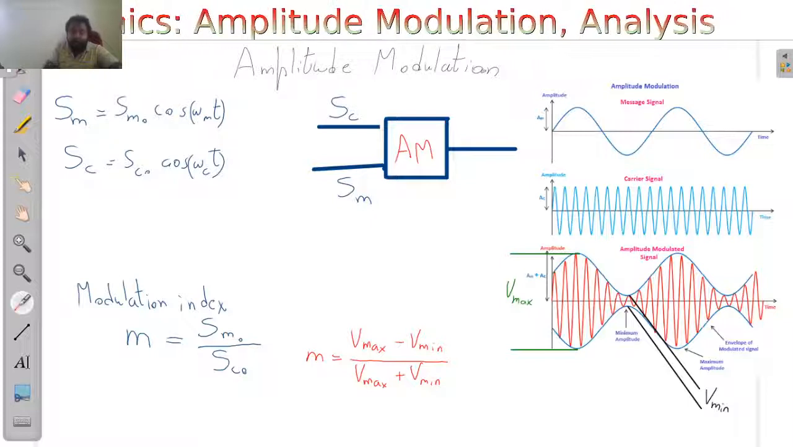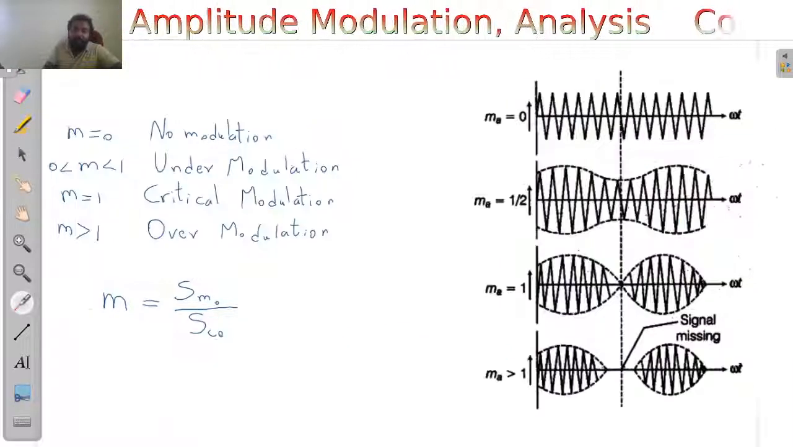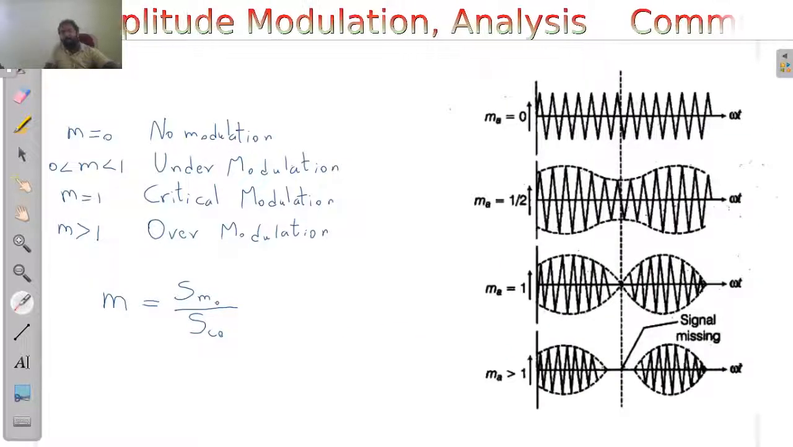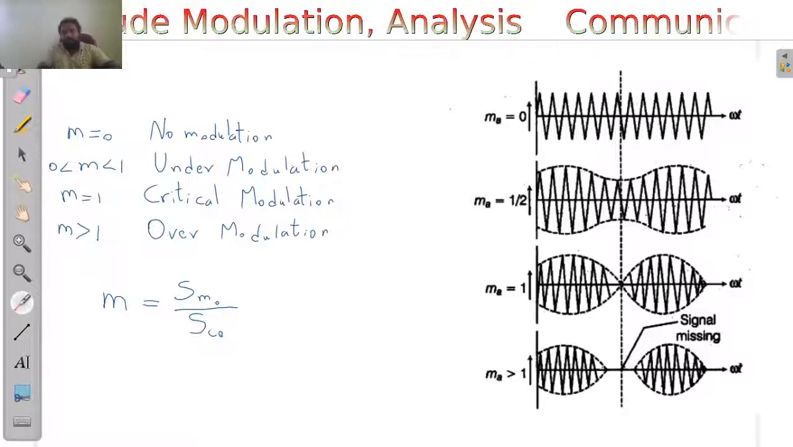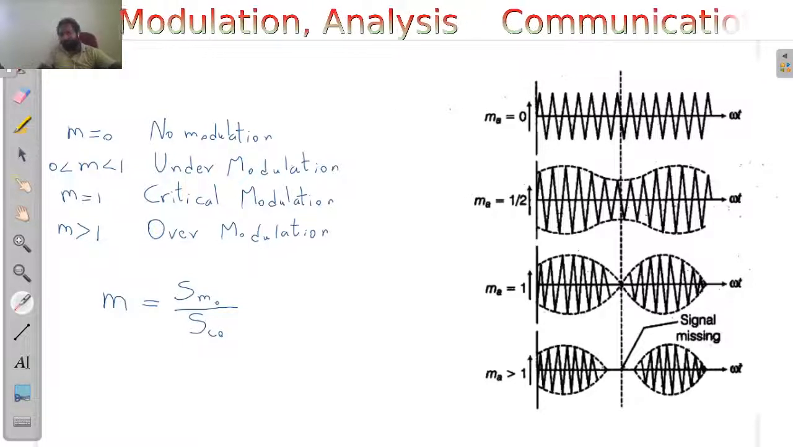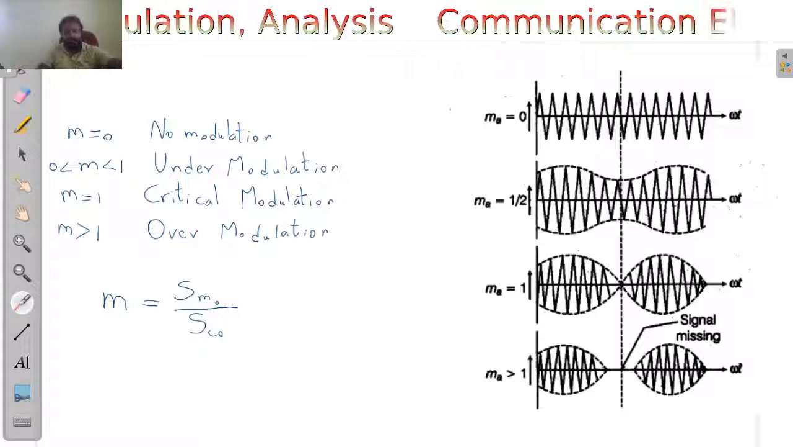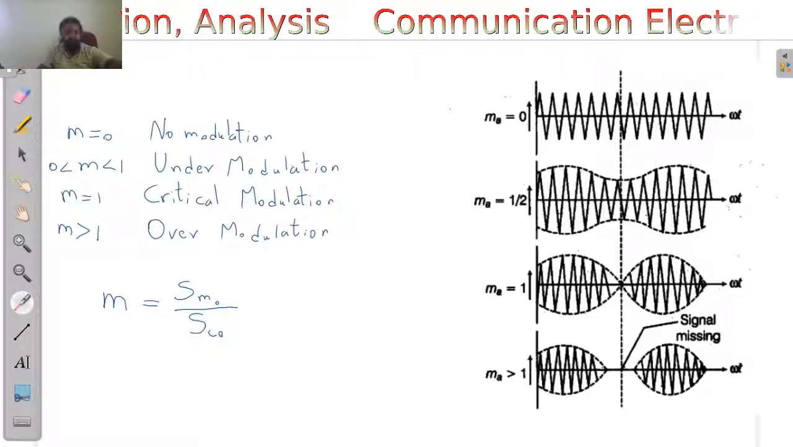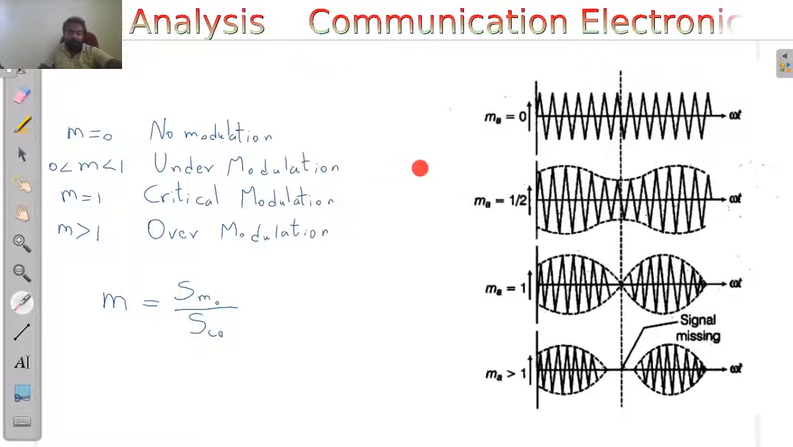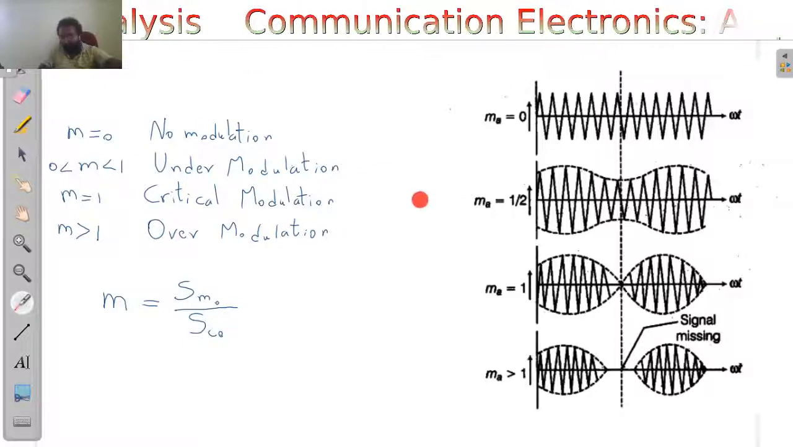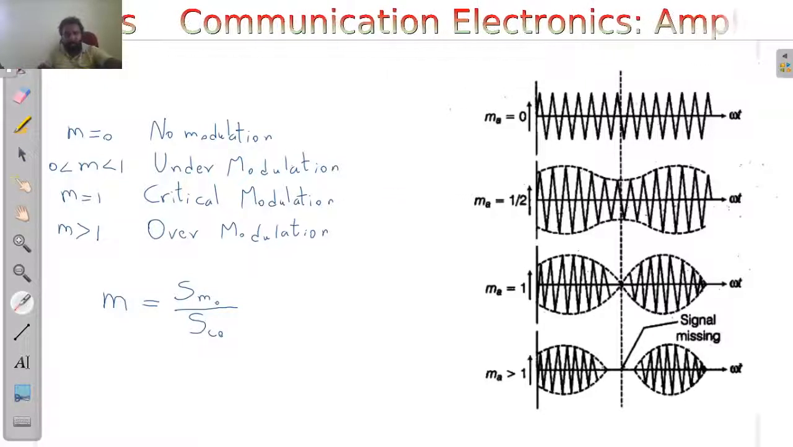And why we need this modulation index is that we can analyze what is happening when the modulation index changes. So you have to choose a particular value for modulation index. Let it be modulation index equal to 1 or modulation index less than 1, etc.